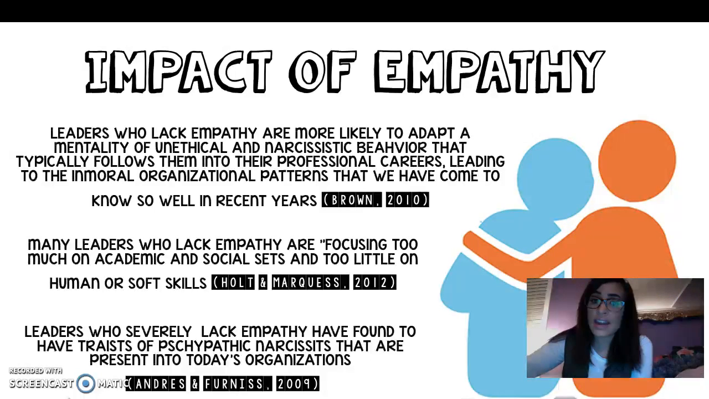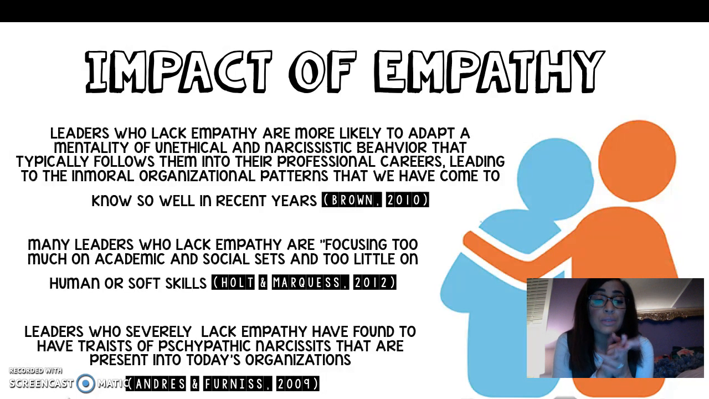And they said that many leaders who lack empathy are more likely to adopt a mentality of unethical and narcissistic behavior that typically follows them into the professional careers, leading to the immoral organizational patterns that we have. And then it says that many business programs are focusing too much on the academic and technical skills and too little on human or soft skills. So I think it should be an equal balance. Just like teaching them about the business logistics, you also need to teach them about human and soft skills and how to relate to people.